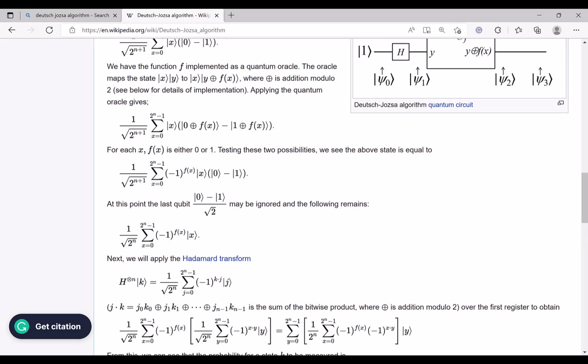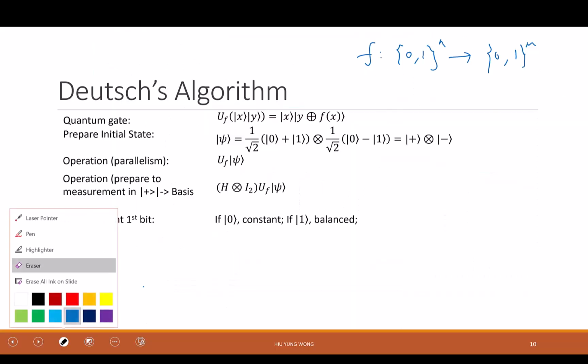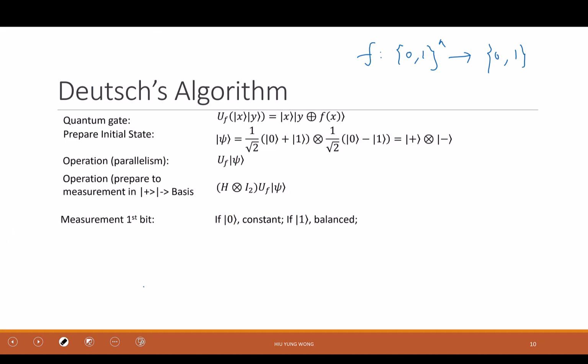(-1) to the power f of x. This is something we tried last time also, right? When we do talk about that. Okay, so this is a general one, right? And then we do the measurement. If 0, then it is constant. If it is 1, it's balanced. How do we construct the circuit? Any idea? How many qubits?